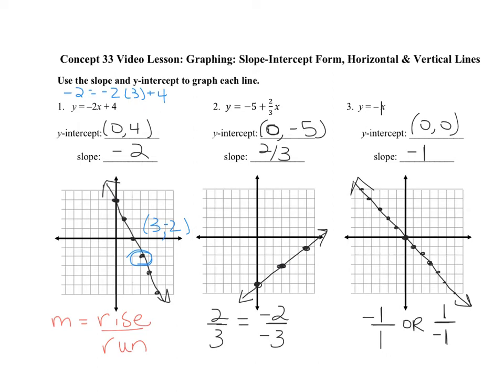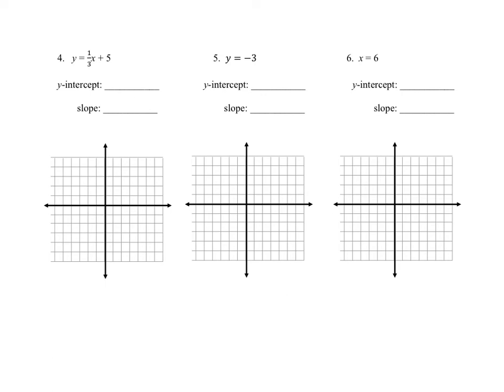Let's flip it to the back. I want you to stop the video now and try number 4 on your own and see if you can graph it. All right, I'm guessing that I may have stumped some of you with this one. If not, that is awesome. So one thing I want to point out is that the y-intercept being 0, 5 means that my first ordered pair has to start here.